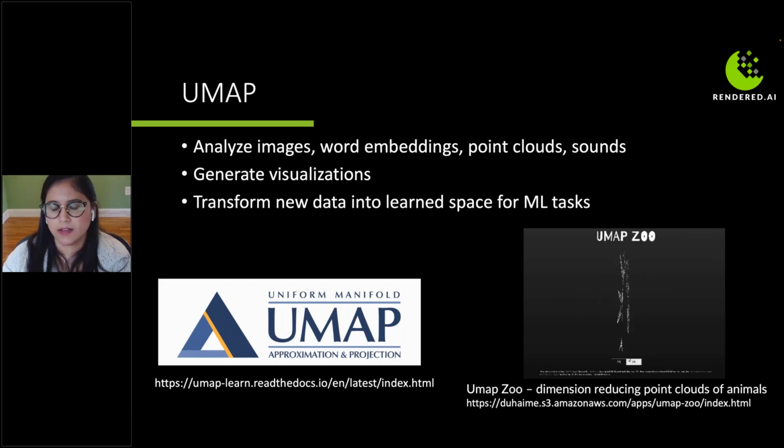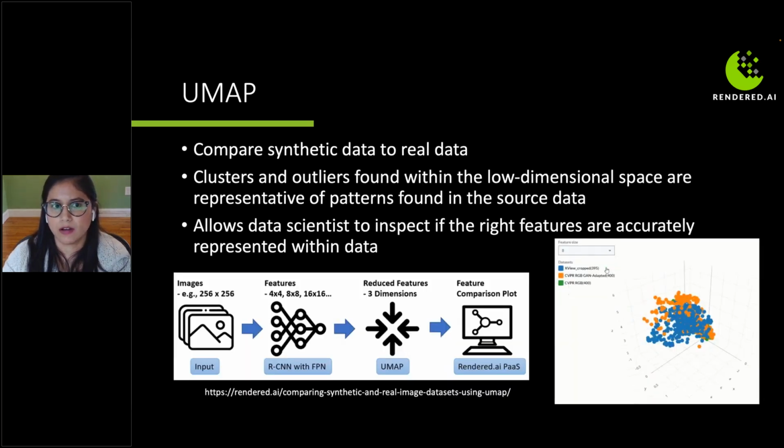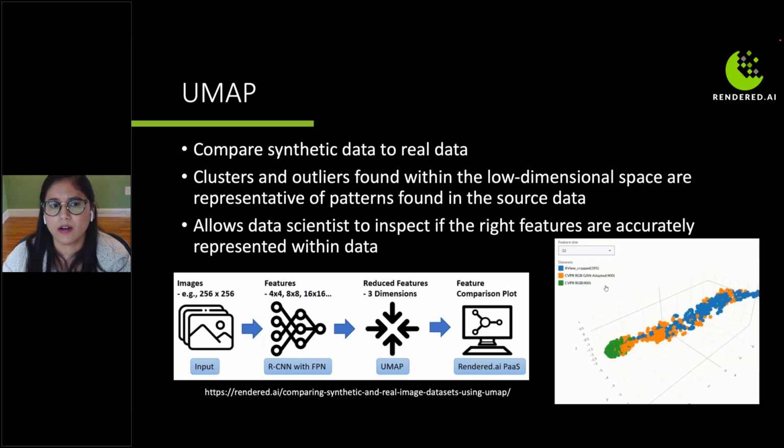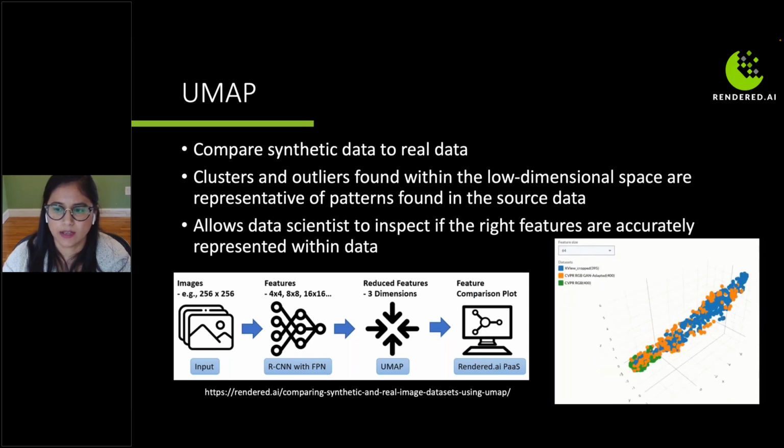I wanted to give an overview of what dimension reduction looks like. So this GIF is Umap Zoo. This is a way to understand what 3D looks like when converted to 2D, and it's just reducing point clouds of animals. But Umap will reduce many dimensions into the dimension you desire. For our particular use case, we are reducing to 3 dimensions. When we use Umap, we are comparing synthetic data to real data.